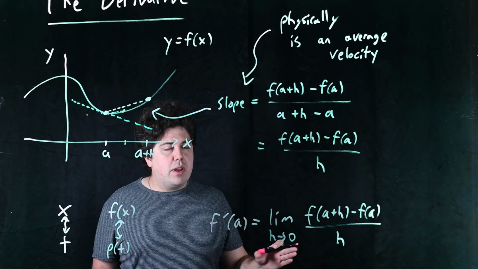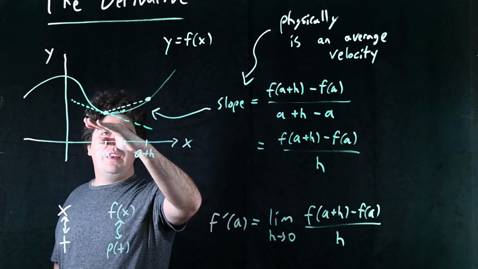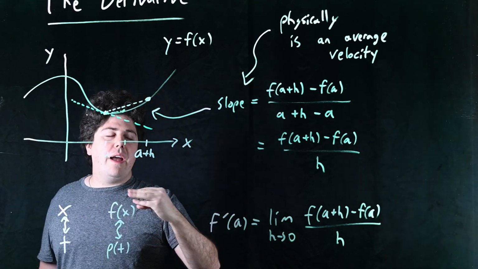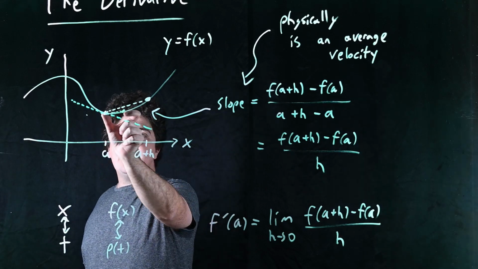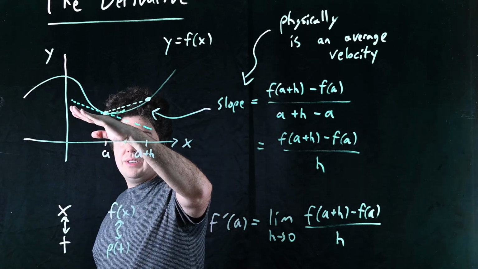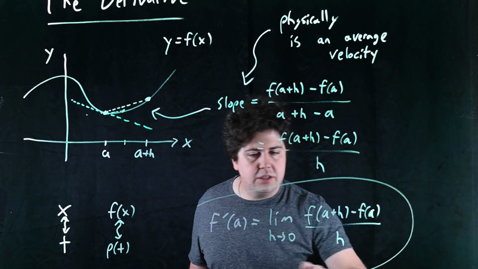But in summary, if we want to calculate the instantaneous velocity at a point on a graph, we have to take a limit of these secant lines to limit to this tangent line in order to find its slope. And how to compute that is via this limit here.